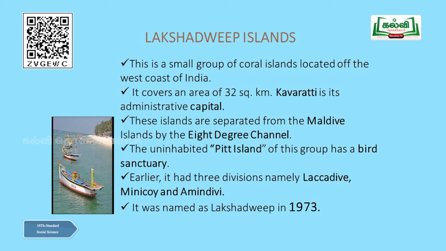Out of the 27 islands, there is one island named Pitti Island. This Pitti Island is an uninhabited area. You all know uninhabited means no people can live in that particular region, but one famous bird sanctuary is located on this island. Earlier, the Lakshadweep Islands had three divisions, namely Laccadive, Minicoy and Amindivi. In 1973, they were named Lakshadweep.